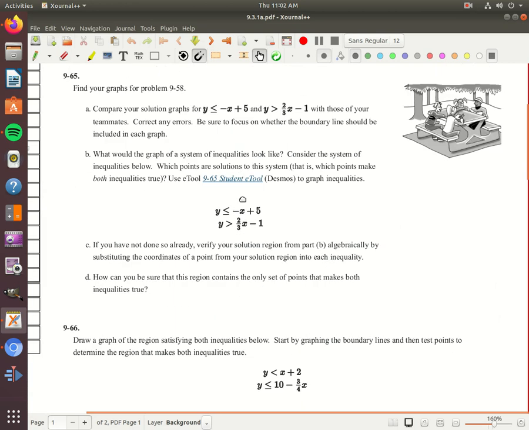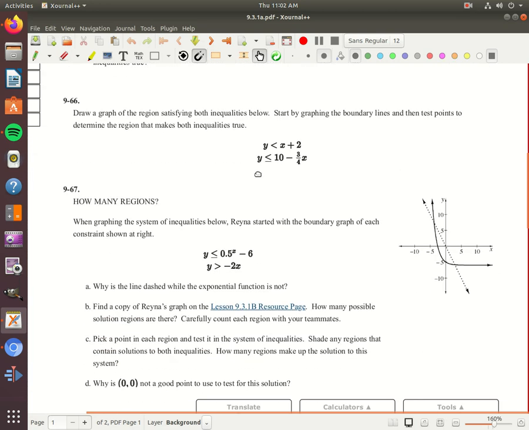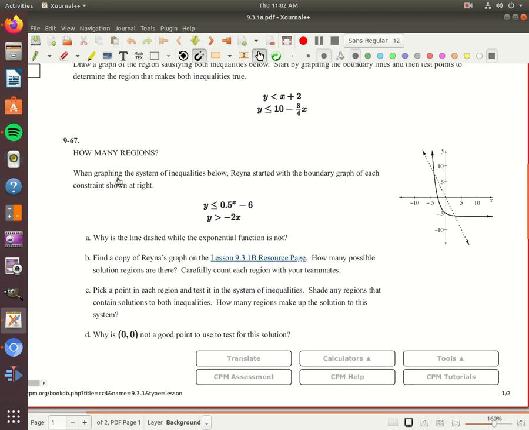So that was problem 966. That's great. Now we will go to 967. It says, how many regions when graphing the system of inequalities below? Raina started with the boundary graph of each constraint shown at right. So this is already graphed for us. By the way, I would point this out.